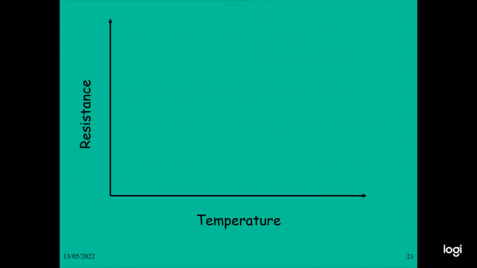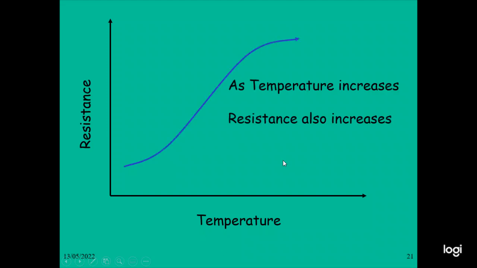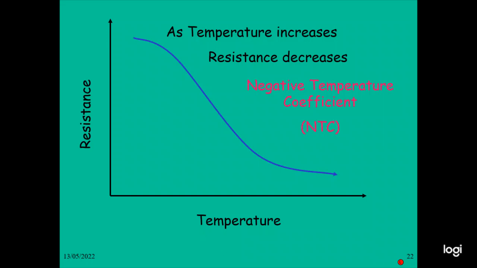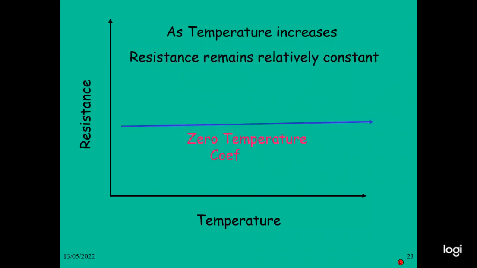So here is temperature and resistance. When the temperature increases, the resistance will be higher. This is a positive temperature coefficient, PTC. Now when the temperature is increased and resistance decreases, it is a negative temperature coefficient, so NTC. When the temperature increases and the resistance remains generally constant, it is a zero temperature coefficient.